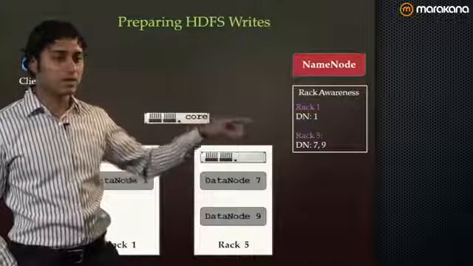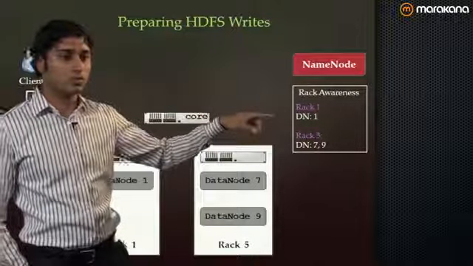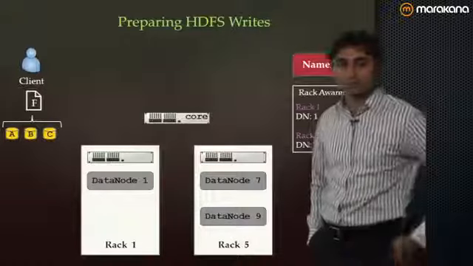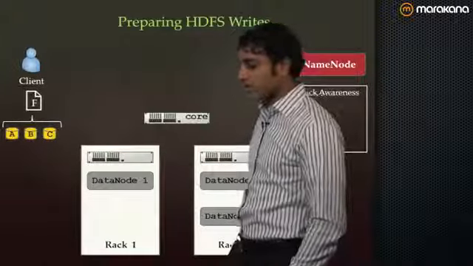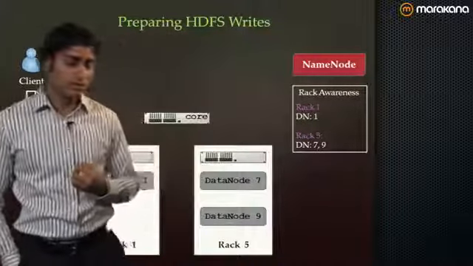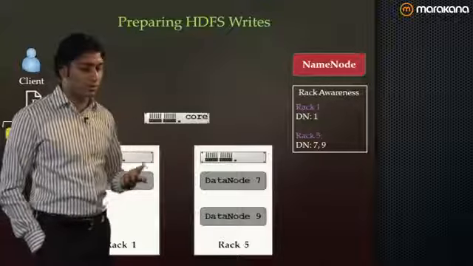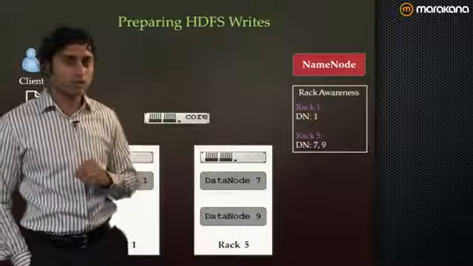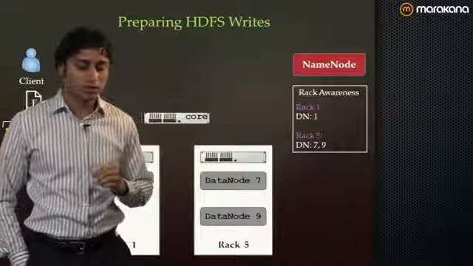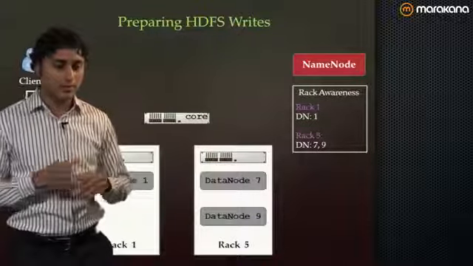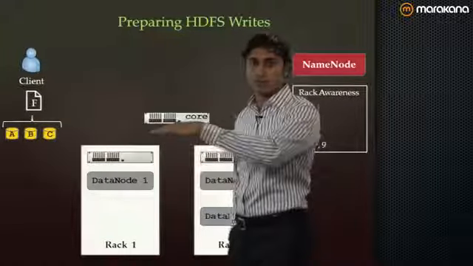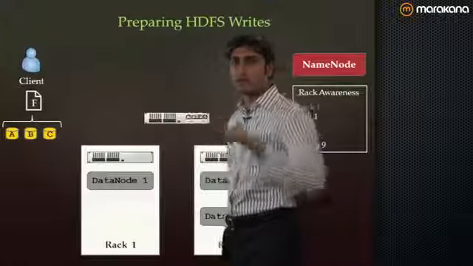Keep in mind the name node is rack aware. It knows that data node 1 is on rack 1, and data node 7 and 9 are on rack 5. All right, so when you actually want to store this file with 3 blocks into the cluster, you will basically just run one command called a copy from local command, or you'll write like 5 or 6 lines of Java MapReduce, which will then instruct the client API for Hadoop on your laptop to go through the following steps to actually write the file into the cluster.